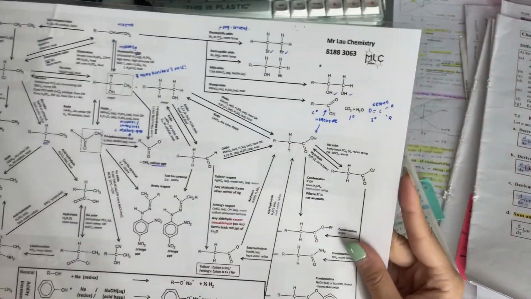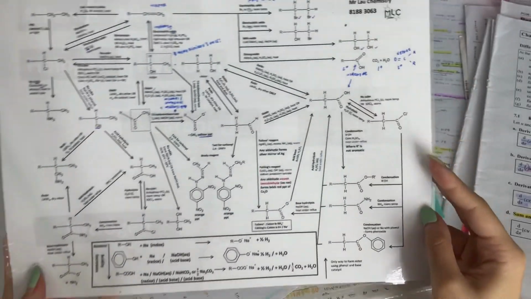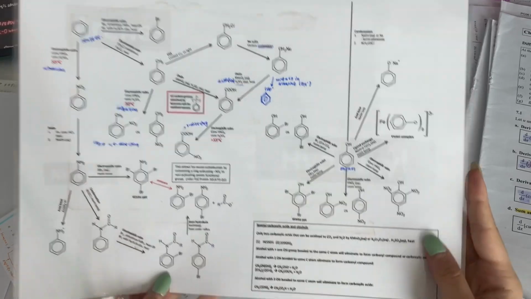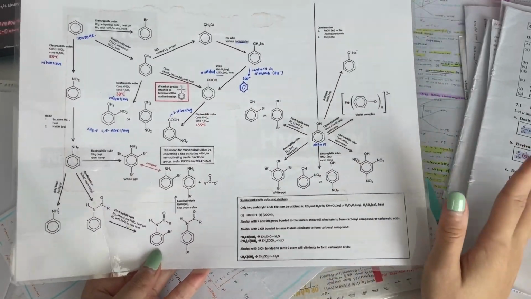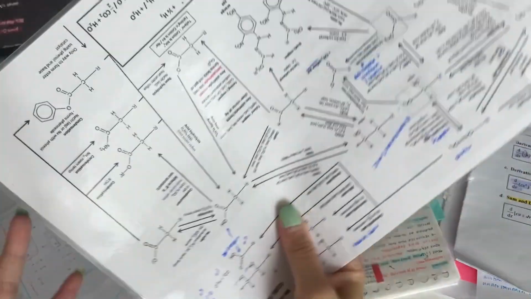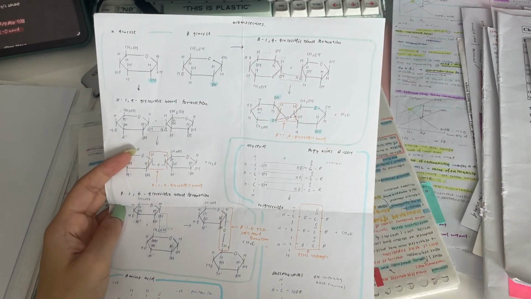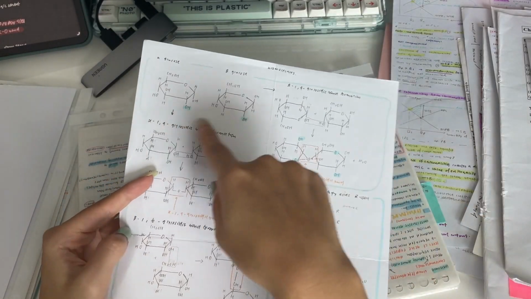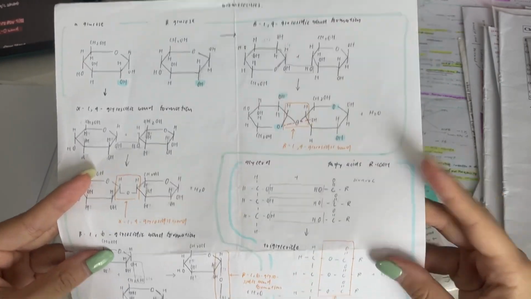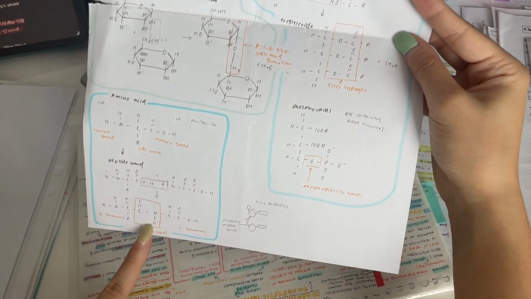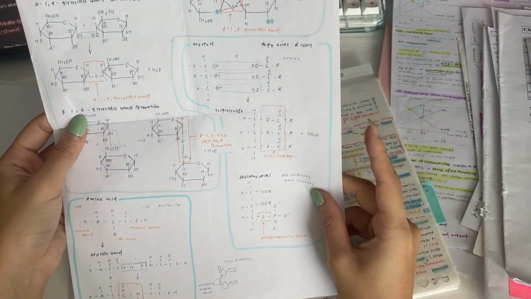I also have this chem summary sheet from MLC. I didn't really use it, but I used it at the start to connect concepts because I was unfamiliar with organic chemistry. Then I have biomolecules, drilling the structures of the glucose into my head because I really can't remember the shape of the glucose. There's also proteins and the other biomolecules.